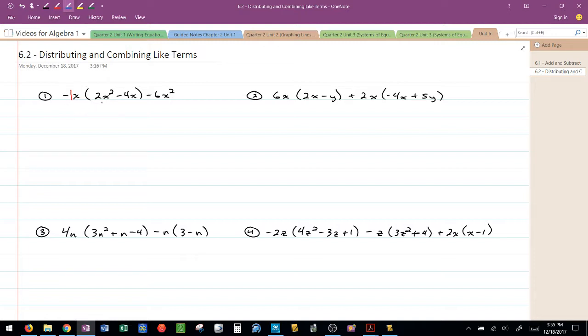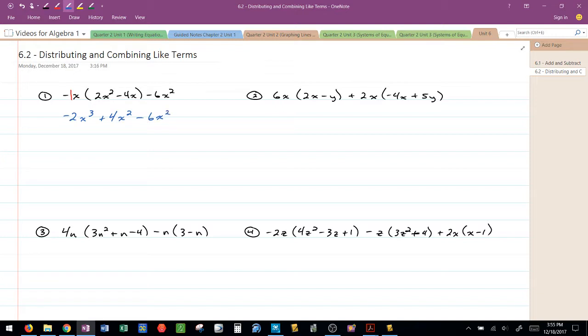If I have negative 1x times 2x squared, I know that's going to give me negative 2x, but the powers are going to be added together. So 1 plus 2 gives me negative 2x to the third. Distribute negative 1x to negative 4x, it gives me positive 4x squared. And then I have this negative 6x squared over on the side as well.